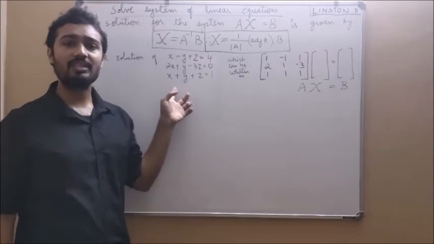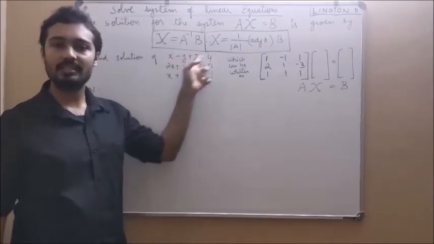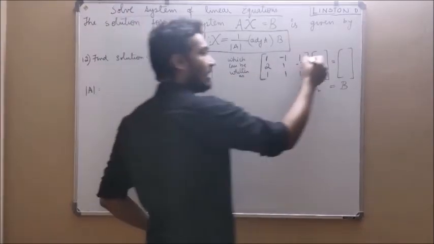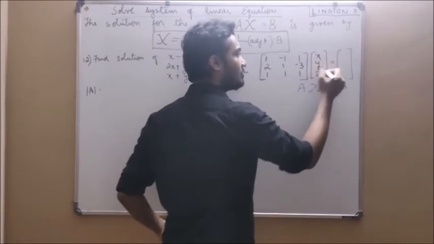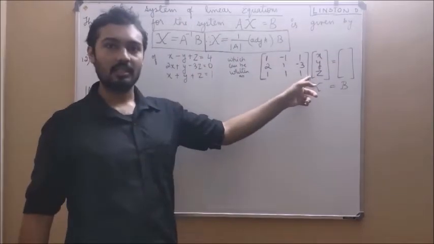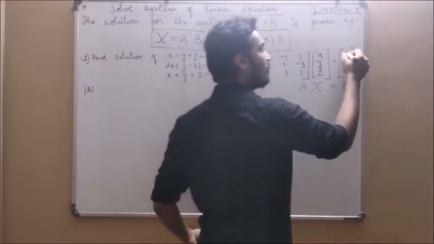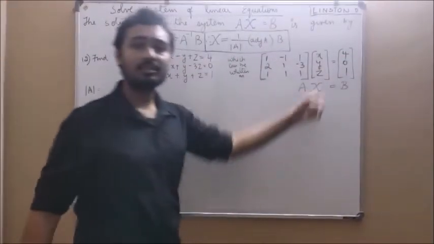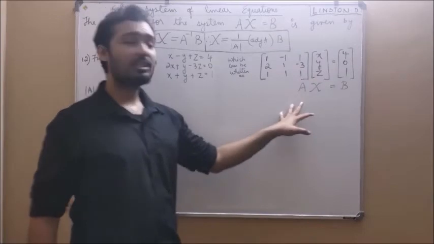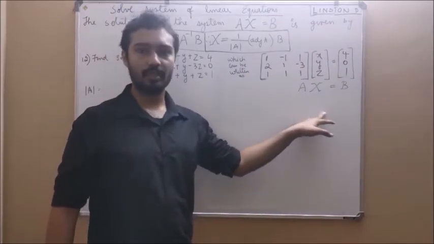Next, write the variables. Which are the variables? x, y, z. Write the variables here. Next, which are the constants? 4, 0, 1. Write the constants: 4, 0, 1. So this is of the form Ax equal to B.